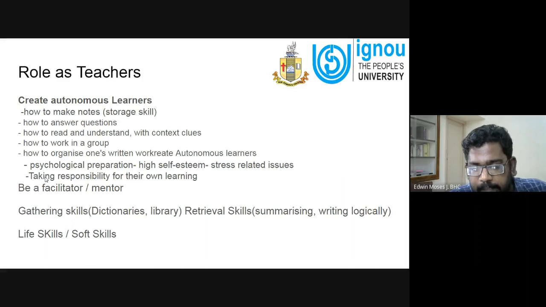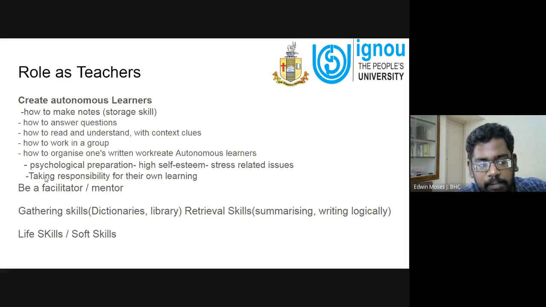Be a facilitator and mentor. So it is not the traditional authoritarian role of a teacher. Nowadays, be a facilitator, facilitate the learning process, be a mentor for students, right? And help them to learn all these skills, gathering skills. As I told you, listening, speaking, reading, writing is the primary. And apart from that, they need gathering skills.